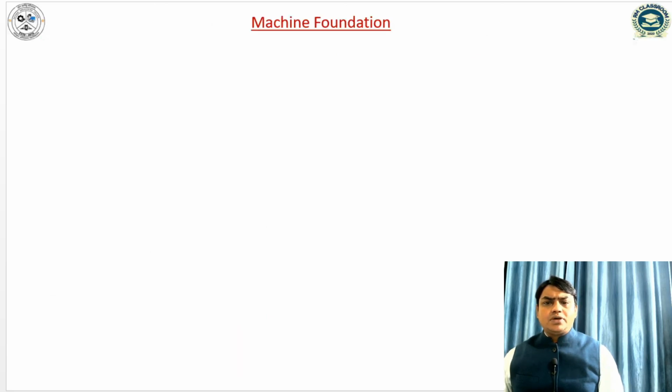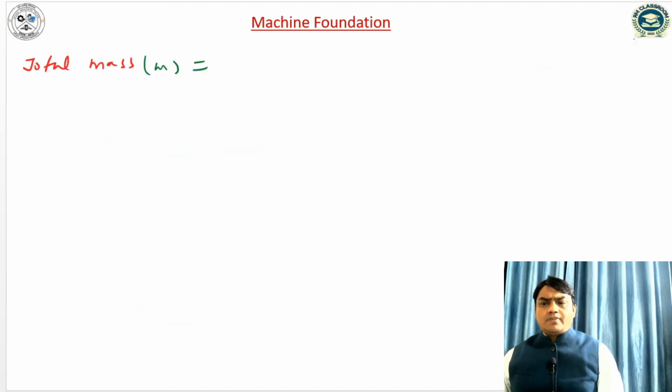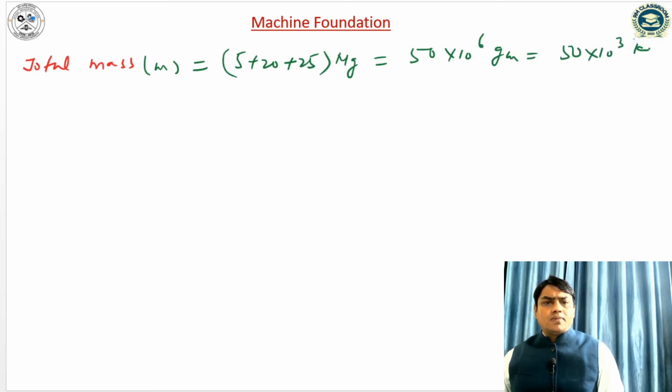So if I compute the natural frequency, firstly we have to find the total mass. Total mass M is equal to 5 plus 20 plus 25 megagram. So it will be 50 into 10 to the power 6 gram, or we can write 50 into 10 to the power 3 kg.